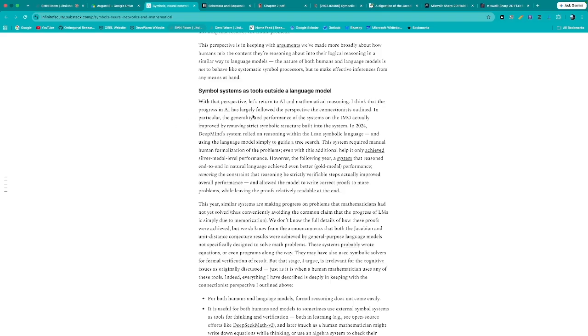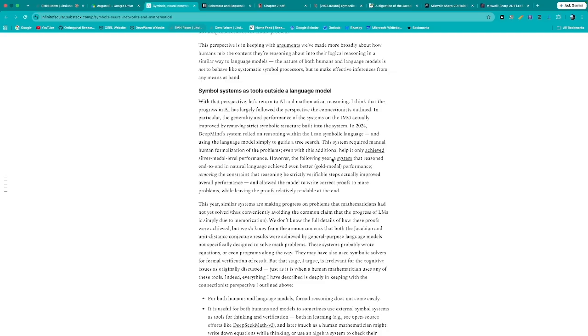I think that the progress in AI has largely followed the perspective the connectionists outlined. In particular, the generality and performance of the systems on the IMO actually improved by removing strict symbolic structure built into the system. In 2024, the DeepMind system relied on reasoning with the Lean symbolic language. We talked about this earlier. And it used the language model simply to guide a tree search. This system required manual human formalization of the problems. Even with this additional help, it only achieved silver medal level performance.